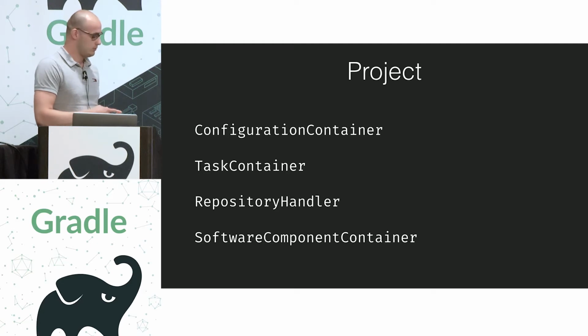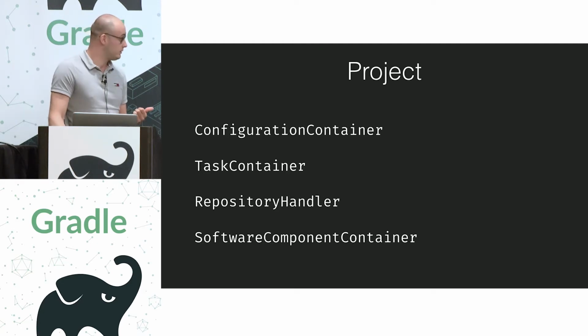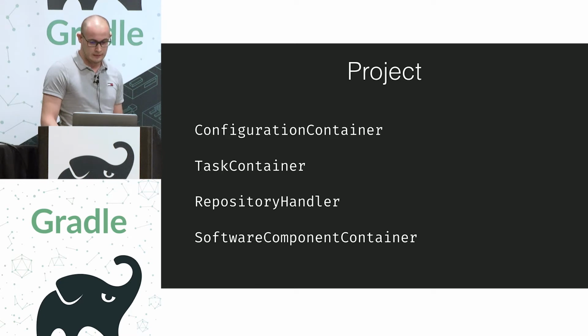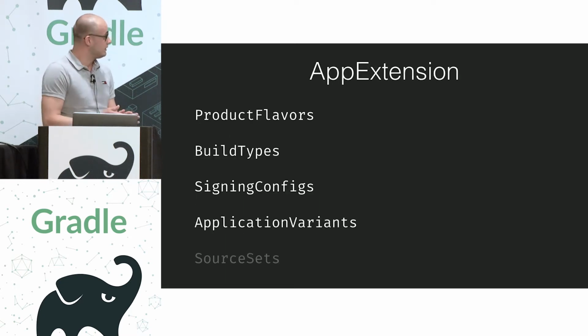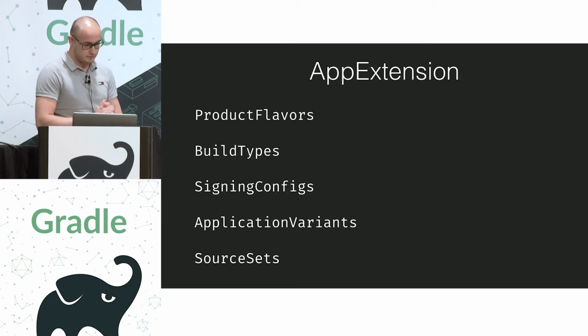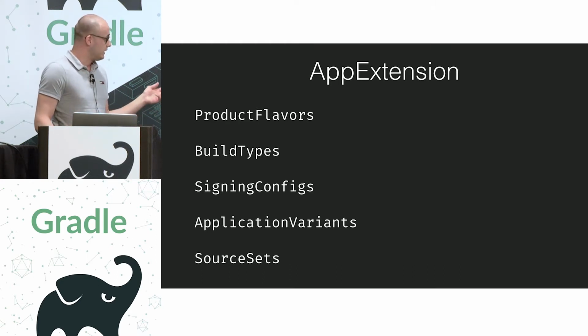We actually, I think, most often use the task container. So when we write tasks.all, we will get all tasks and not only those that were added before we call the method. And on the app extension, the one that we get from the Android plugin, we have product flavors, build types, signing configs, and more. Application variants, test variants, whatever.